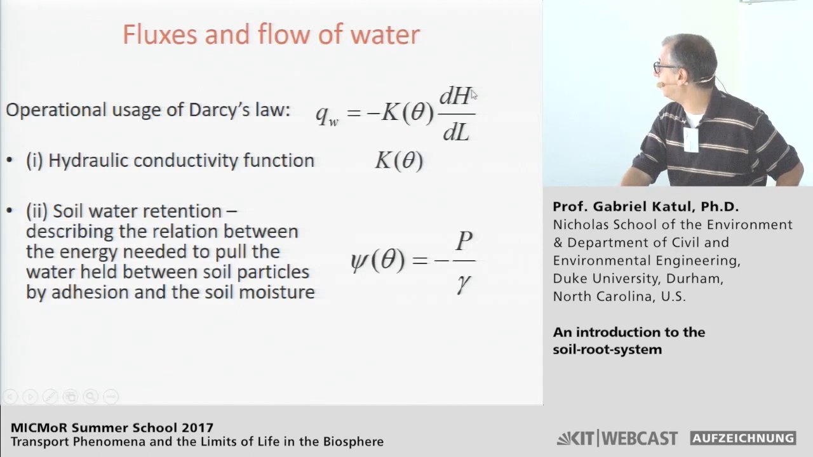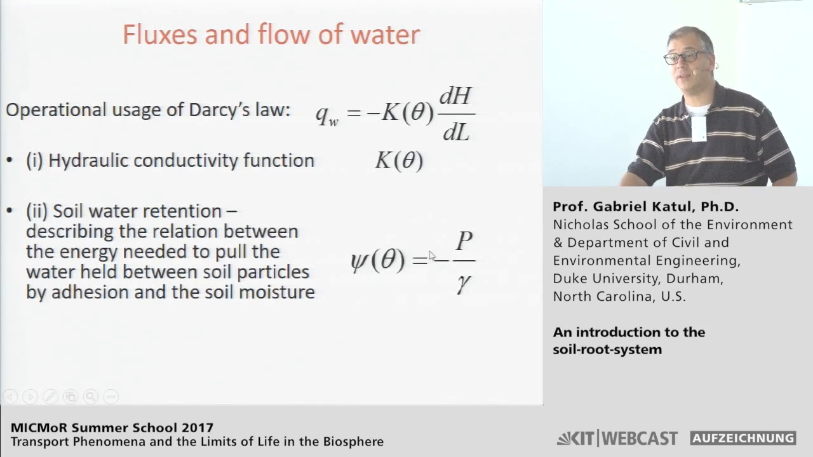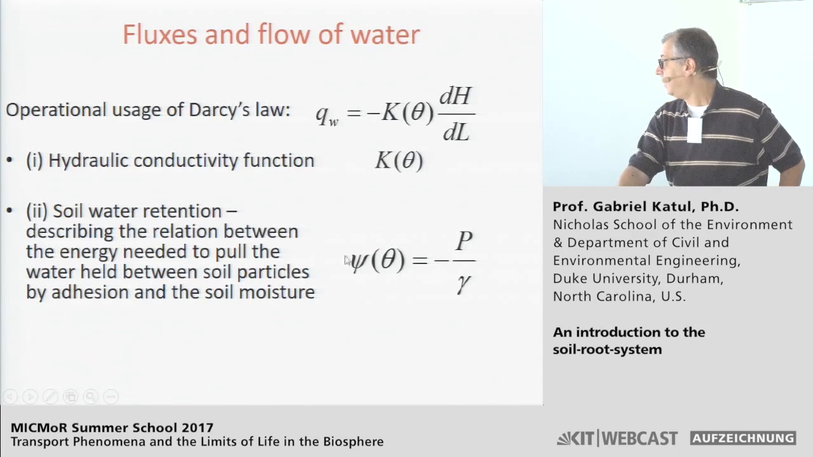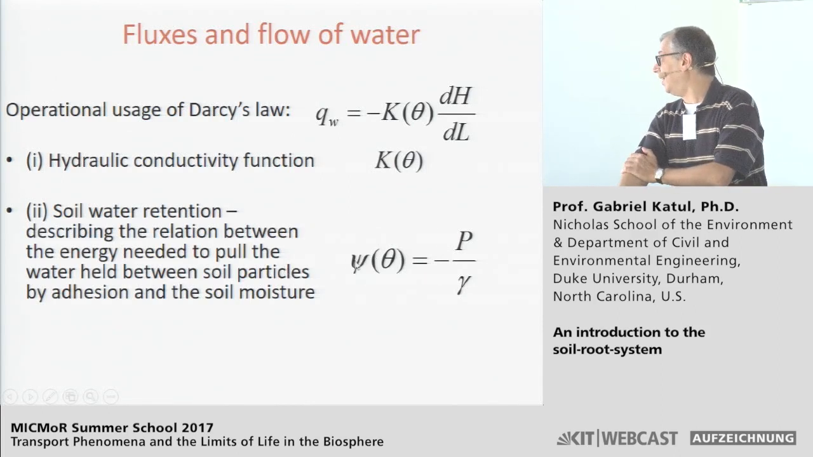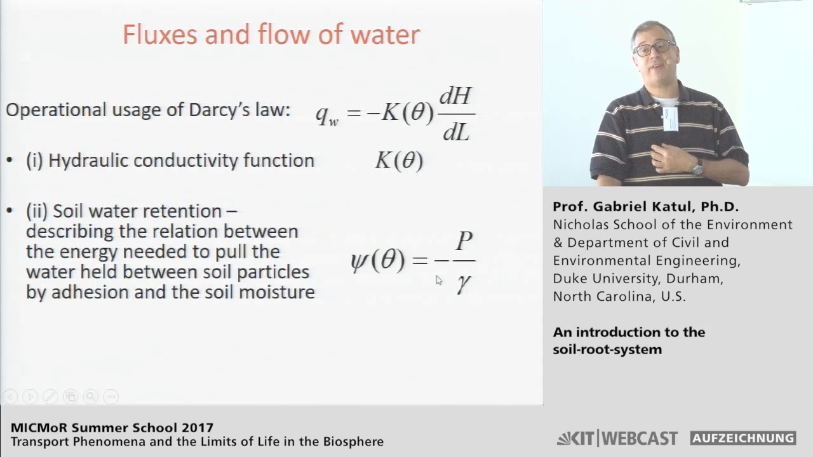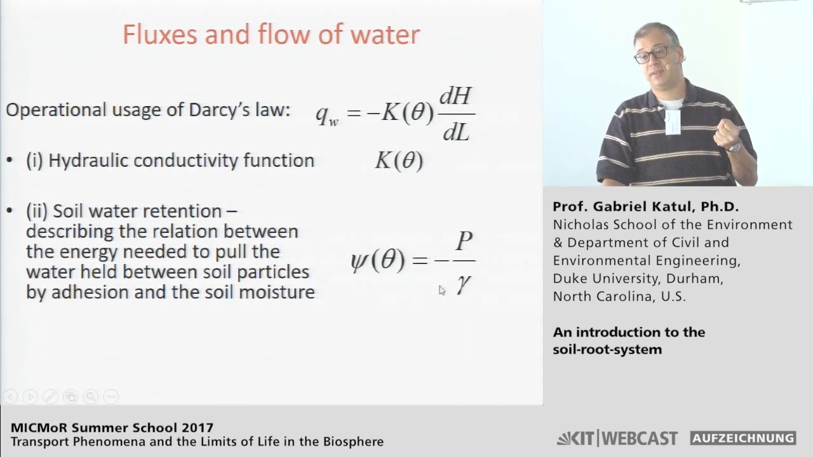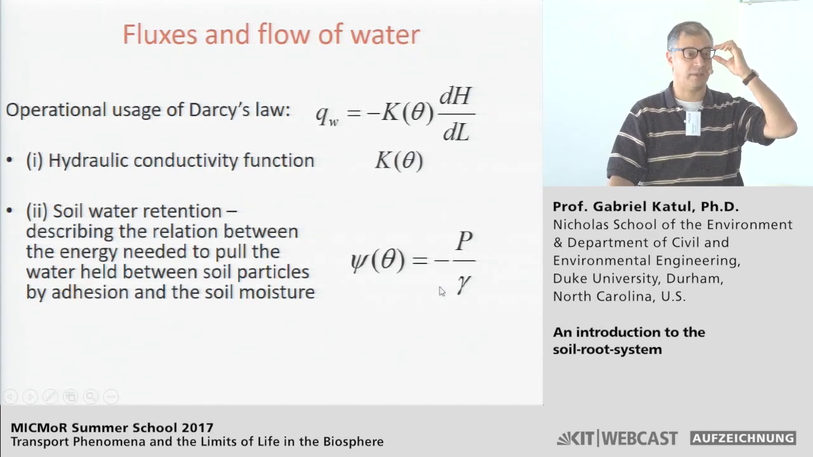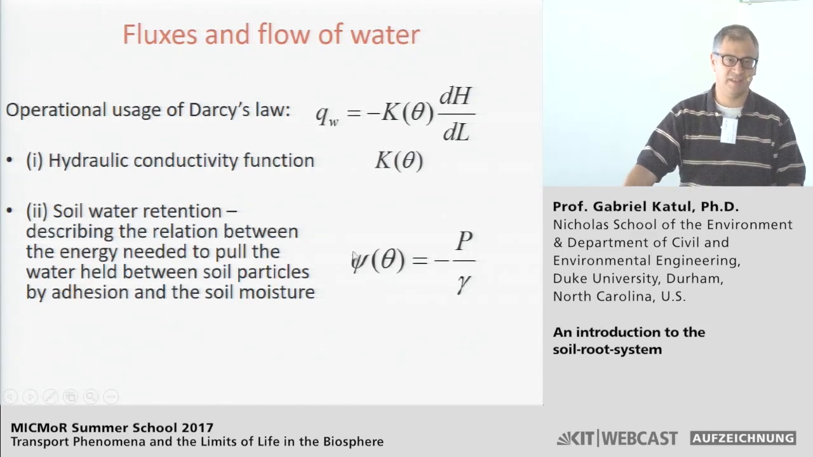So the idea is that to compute H, you need to know the pressure potential, but to know the pressure potential, somehow you have to link it back to the state variable you want to model, which is the volumetric soil moisture content. And basically, what this term measures in unsaturated soil is the amount of energy you need to exert to pull the water molecules that are bound to the solid particles. So you have to overcome the adhesive forces.